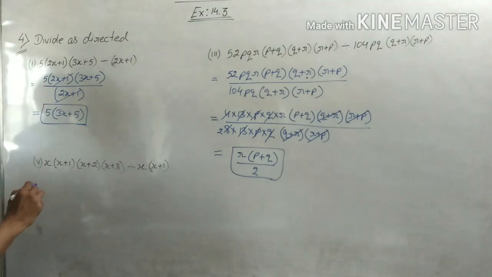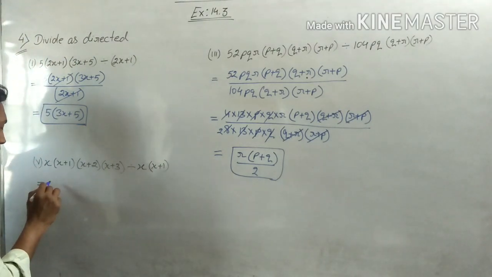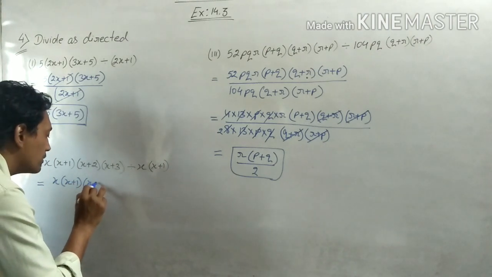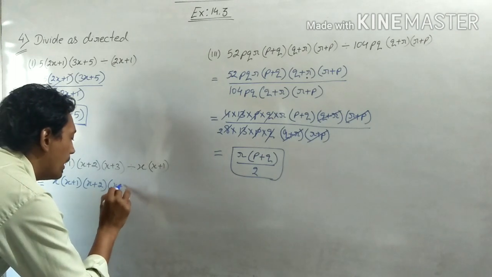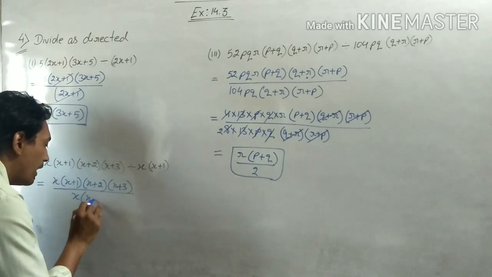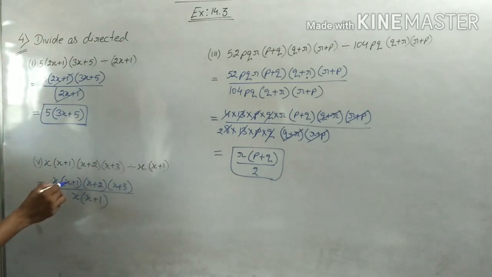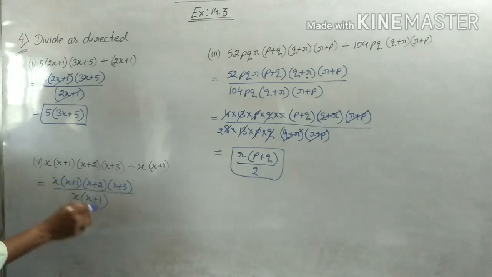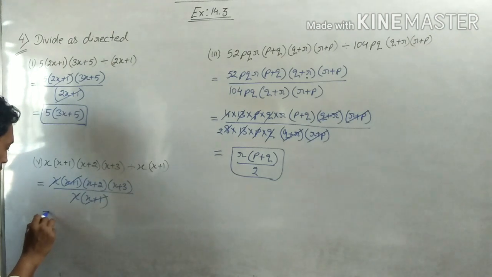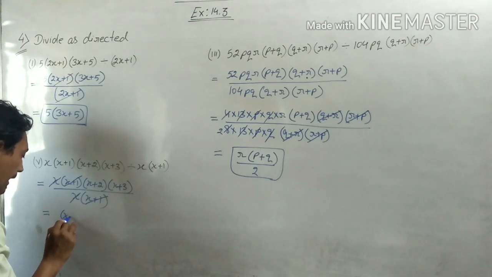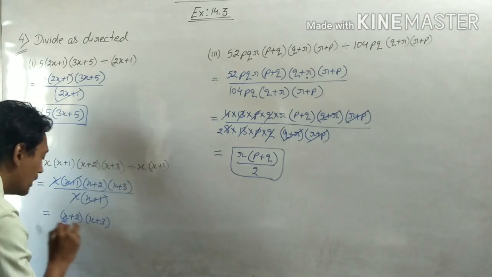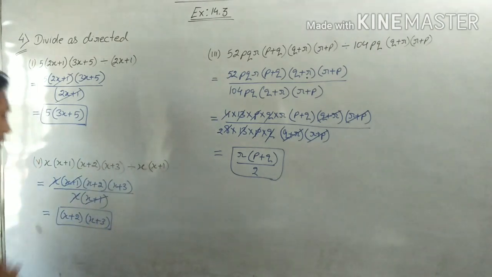We have one more expression over here. We need to write it in the numerator and denominator format. x into x plus 1 into x plus 2 into x plus 3, whole thing divided by x into x plus 1. Clearly, as you can see, there is x plus 1 common in the numerator and denominator, and it gets cancelled. x also gets cancelled. So you are left with x plus 2 into x plus 3. So this is your final answer.